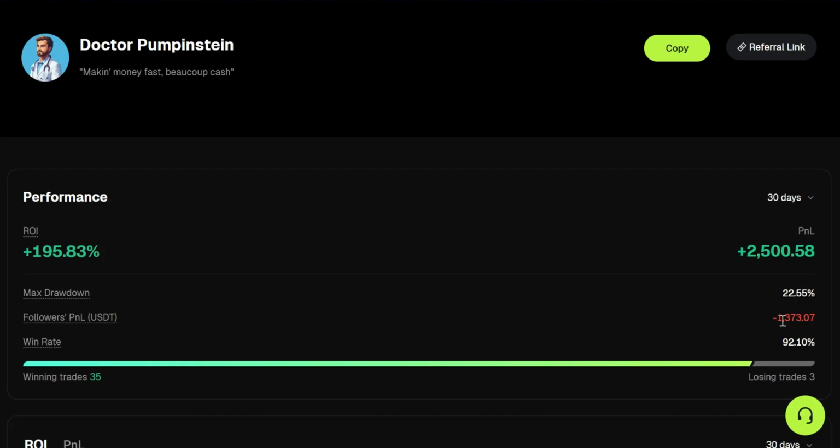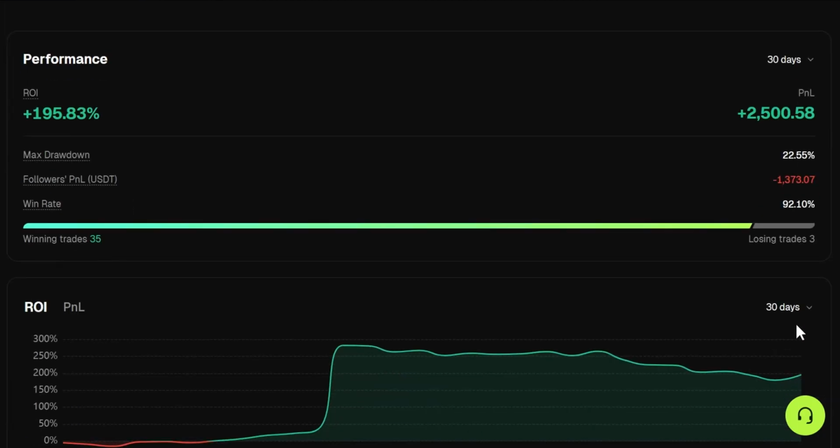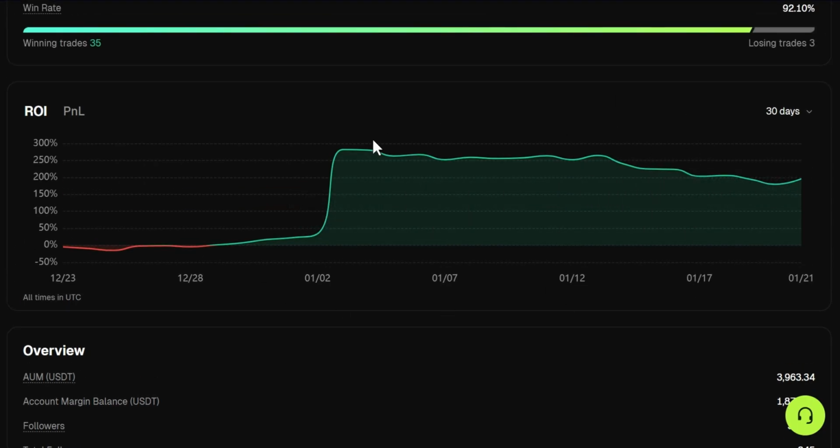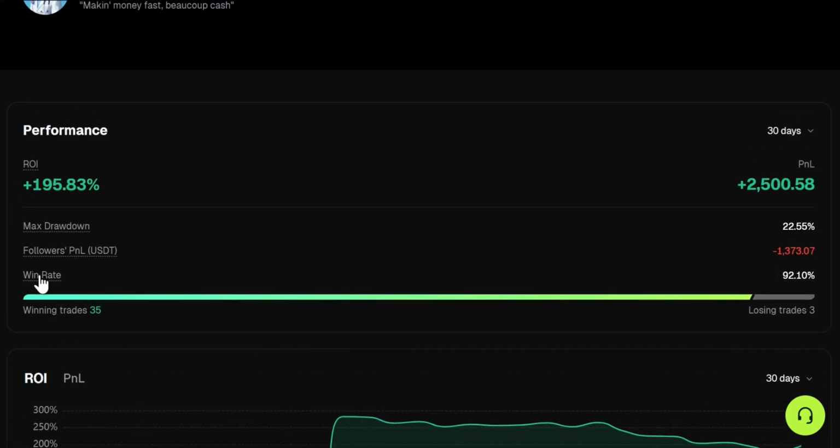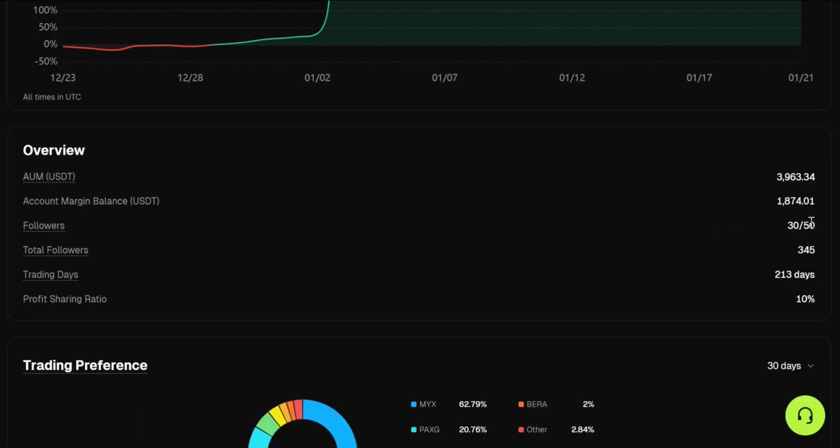Followers' P&L. If this is negative or barely positive, that's a massive red flag. Skip them. Cumulative profit ROI chart. Look for steady upward growth. Big spikes and crashes mean high risk and you could get liquidated. Win rate, at least 50 to 60% is ideal. Anything below 40% is pretty risky. Number of followers, this tells you how many people are currently copying this trader. If people copying this trader is less than 10, I usually skip them. It means they haven't built enough trust yet.